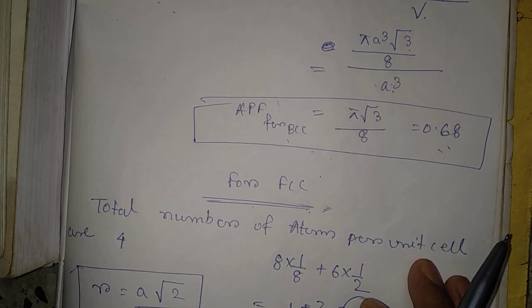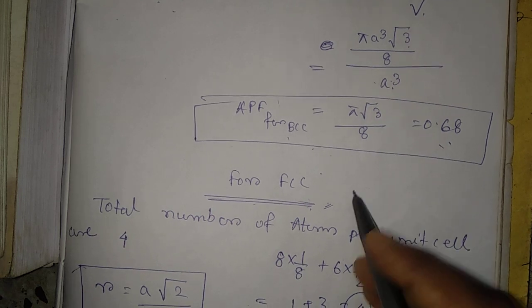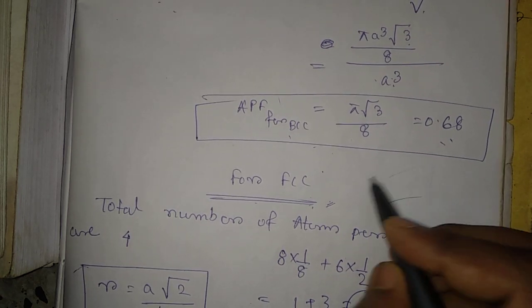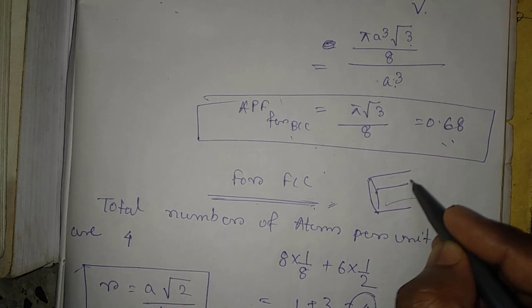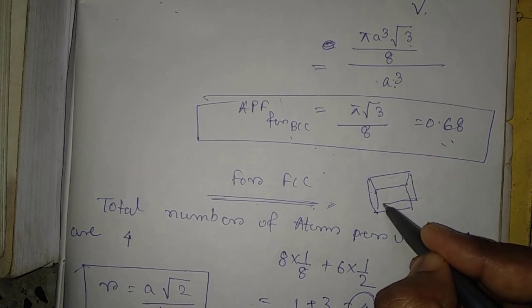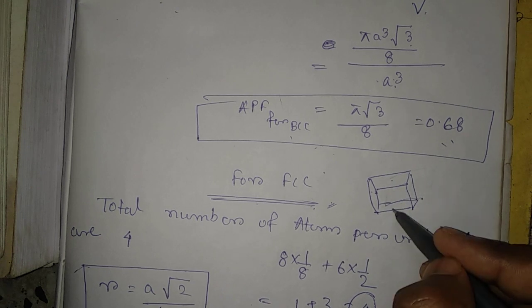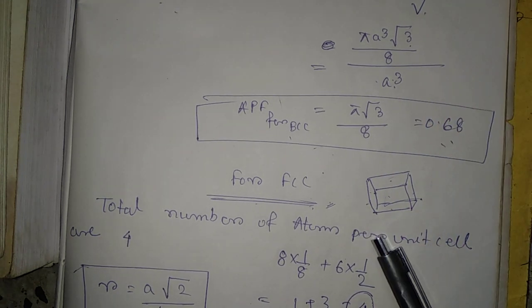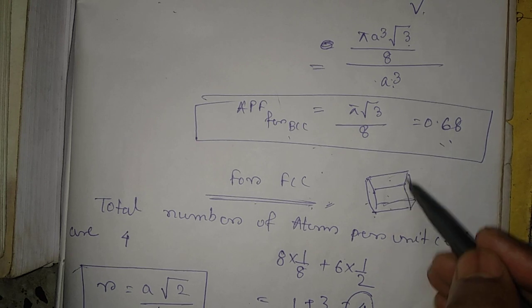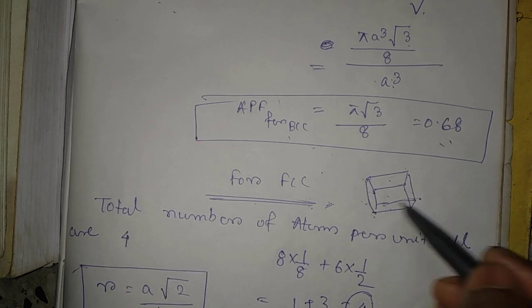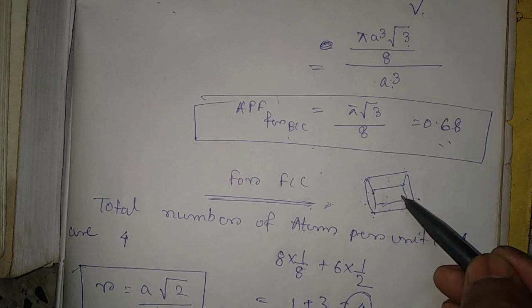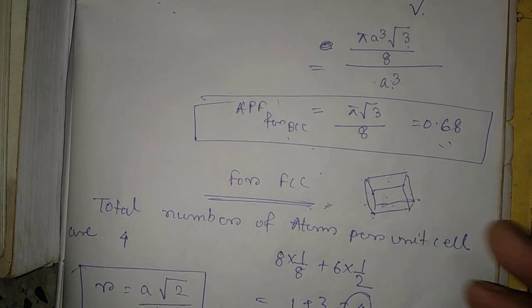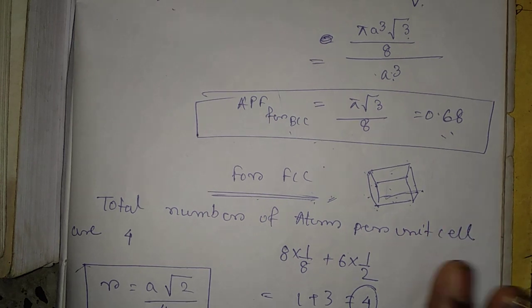in a cube shape there are 6 faces. Suppose this is your cube. Just imagine that a cube has 1, 2, 3, 4, 5 faces, and behind is the 6th face. So there are 8 corner atoms, and in each face of the cube shape there is 1 atom. That is called face centered cubic structure.